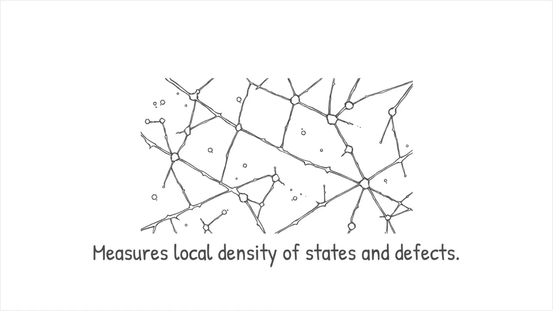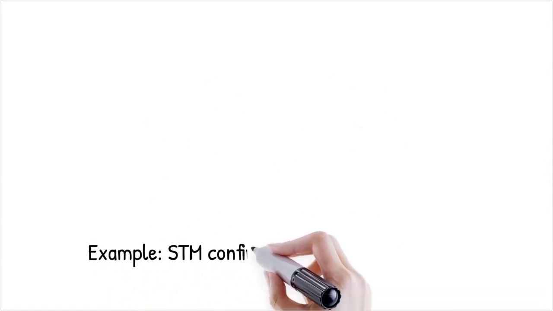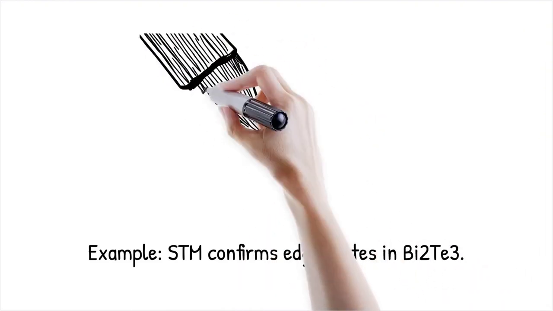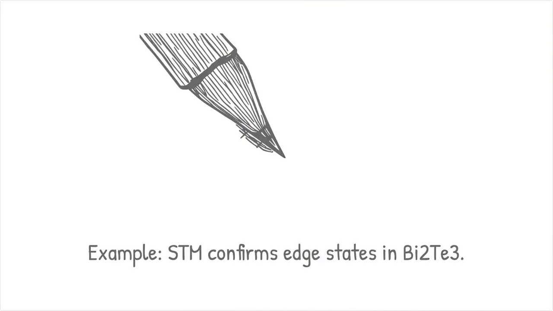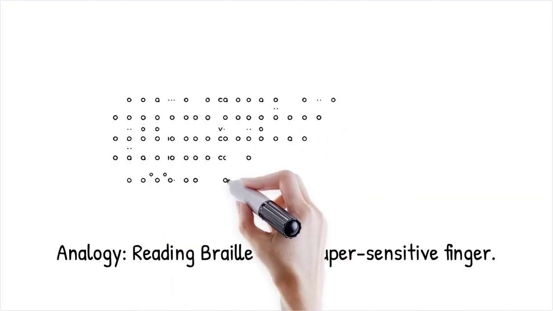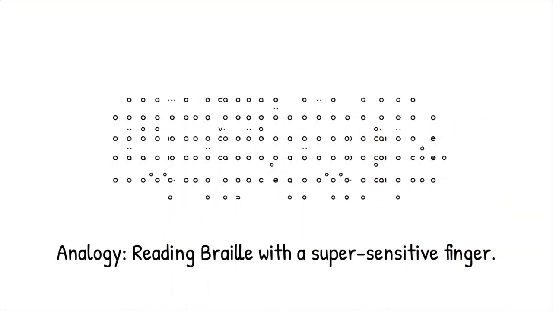For example, STM studies on topological insulator Bi2Te3 have confirmed the presence of spin-polarized edge states. It's like reading Braille with a super-sensitive finger. STM detects nanoscale bumps and electron distributions invisible to the eye.